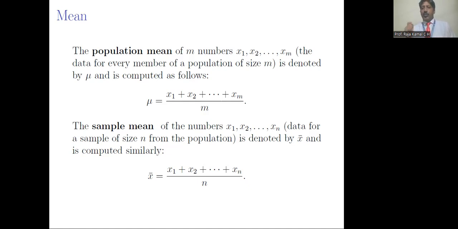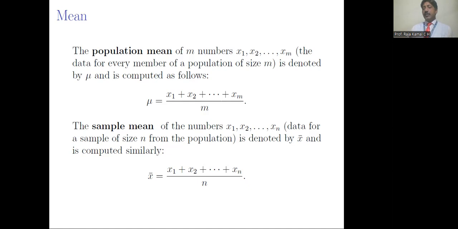M is the count. Suppose, as I told you, I have collected the marks of 20 students. Let it be short for our convenience to explain the concept. Let the class consist of 5 students, and I want to know the mean marks of those 5 students. One student got 350, another student got 340, another 330, another 320, and another 310. Now to find the mean of the total population, as I told you, the population mean is represented with mu.